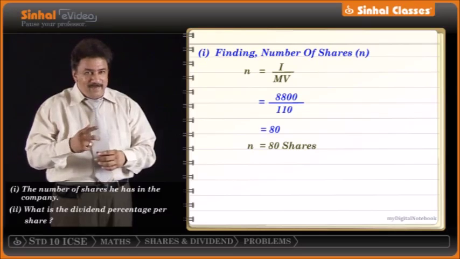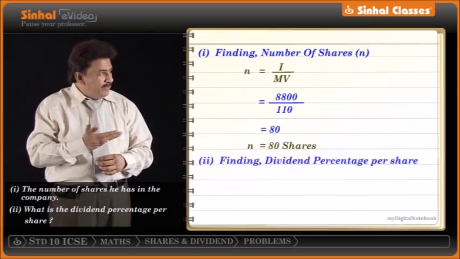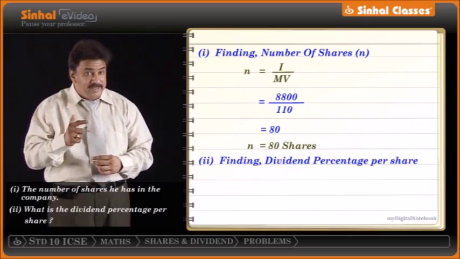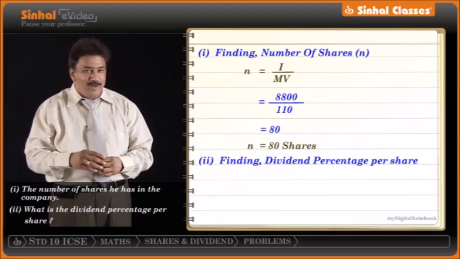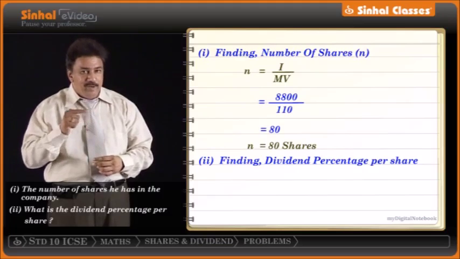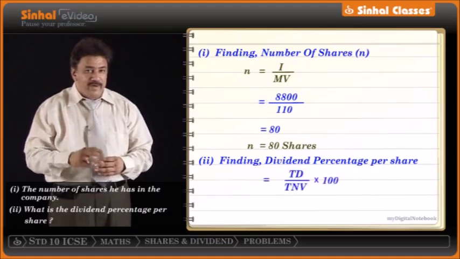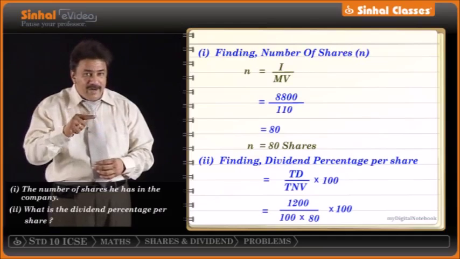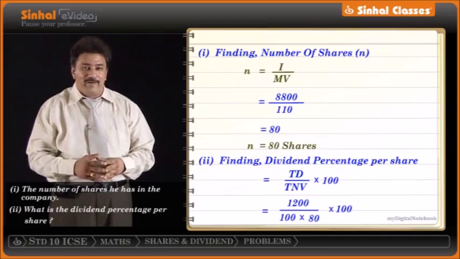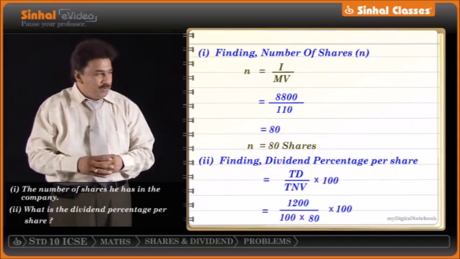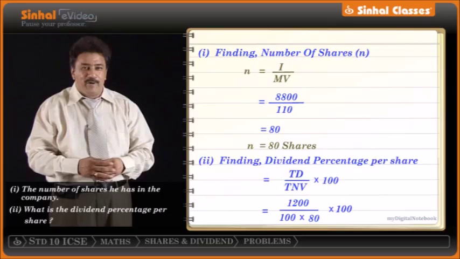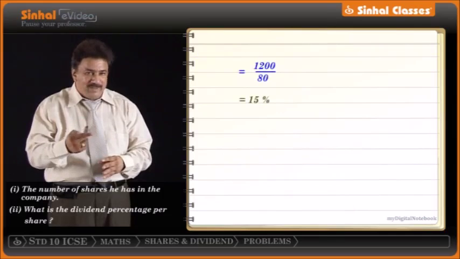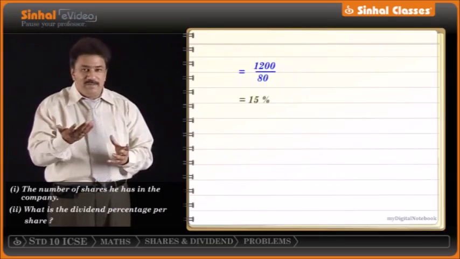Now the second part of the same sum says find the dividend percentage per share. Whenever they ask you dividend percentage per share, we'll use the formula total dividend upon total nominal value into 100. That is nothing but 1,200 upon 100 into 80, the whole thing into 100. After further simplification, what do I get? 1,200 upon 80. That gives me 15%. So in this sum, 15% is nothing but the dividend percentage per share.